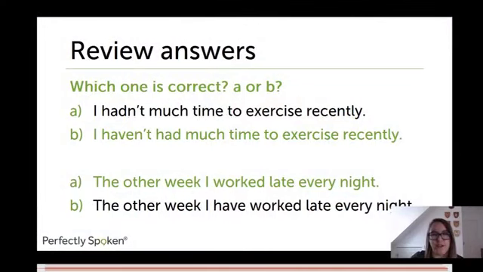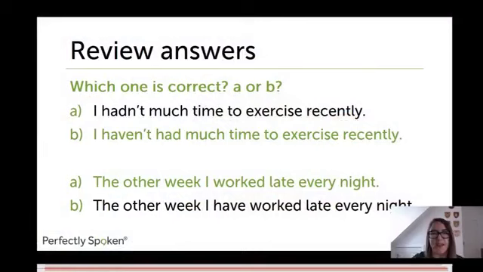So, which one is correct? It was B. I haven't had much time to exercise recently. Remember, recently is the key word that tells you present perfect, so it must be option B. The second pair, the other week, I worked late every night. Signal word, the other week, it must be past simple.